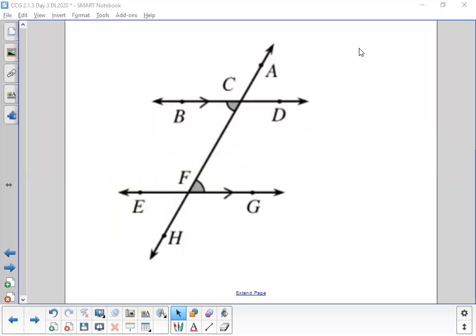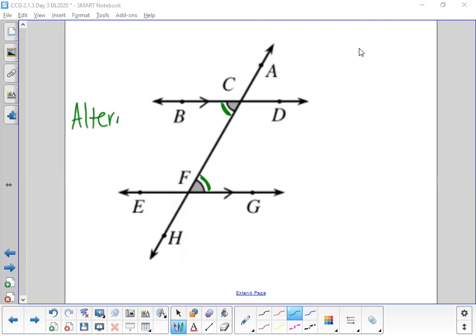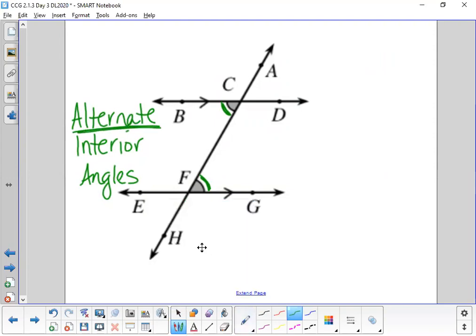So this first diagram, this shaded angle and this shaded angle are what we call alternate interior angles. They're called alternate interior angles because they're on opposite sides of the transversal, so that's what makes them alternate. They're on opposite sides. And they're interior because they're both inside the two lines, so that's what makes them interior.